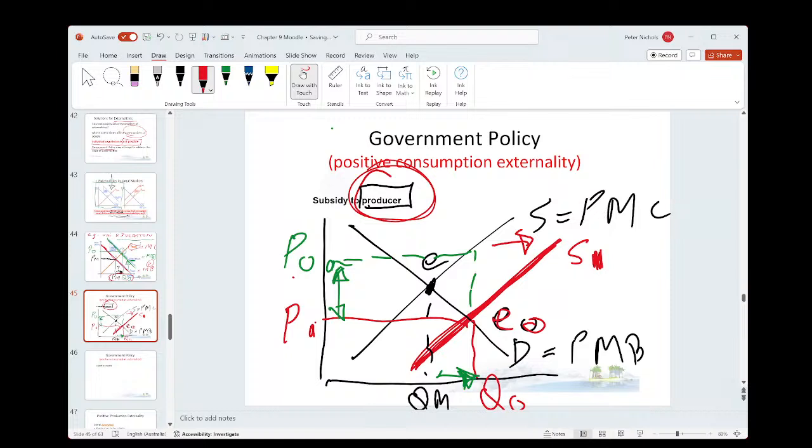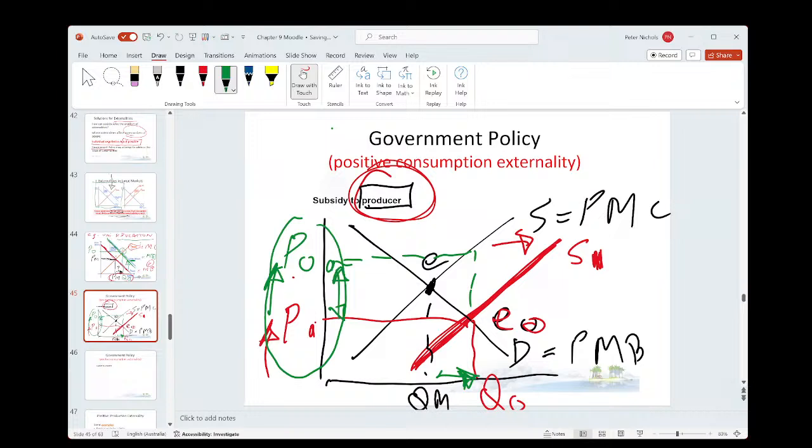How's that money being received? Students pay a certain fee, and then the government pays the rest. So the actual fee being received by the uni is both of those things. So the universities are receiving more income, and as a result, they supply more places, and students are paying a lower fee, so they demand more places.